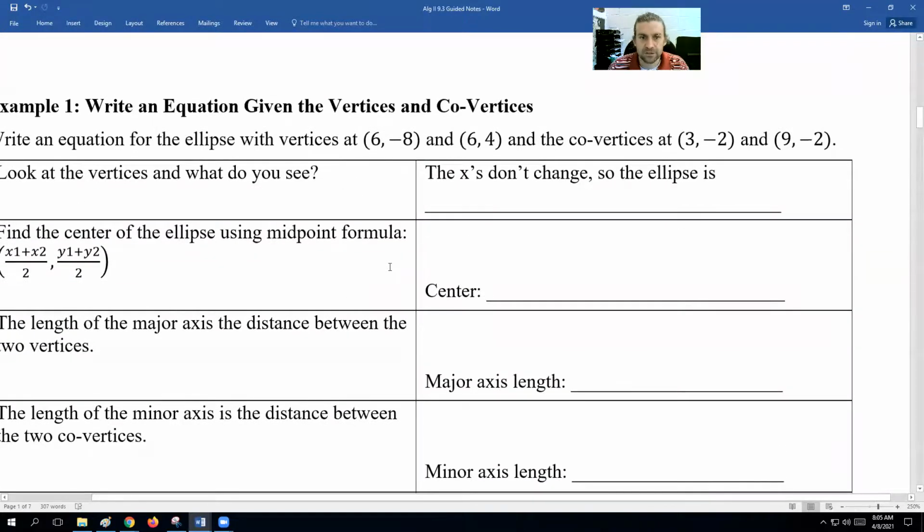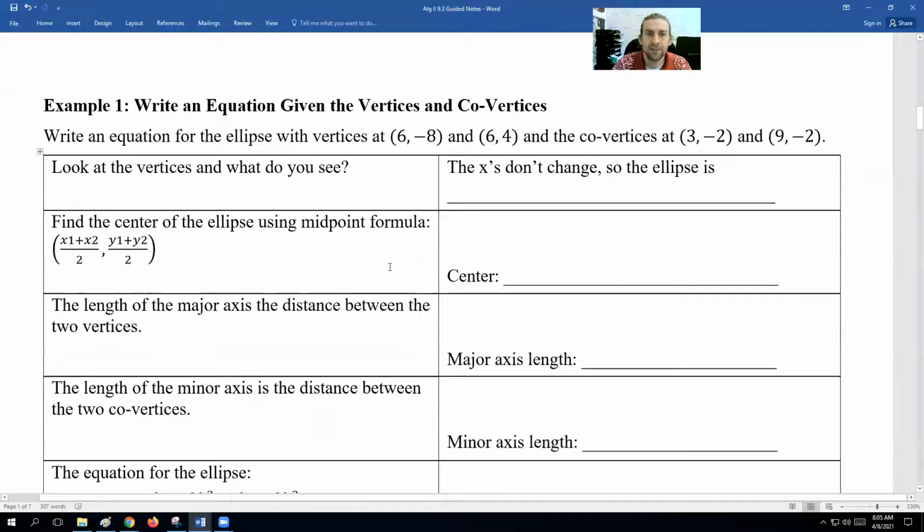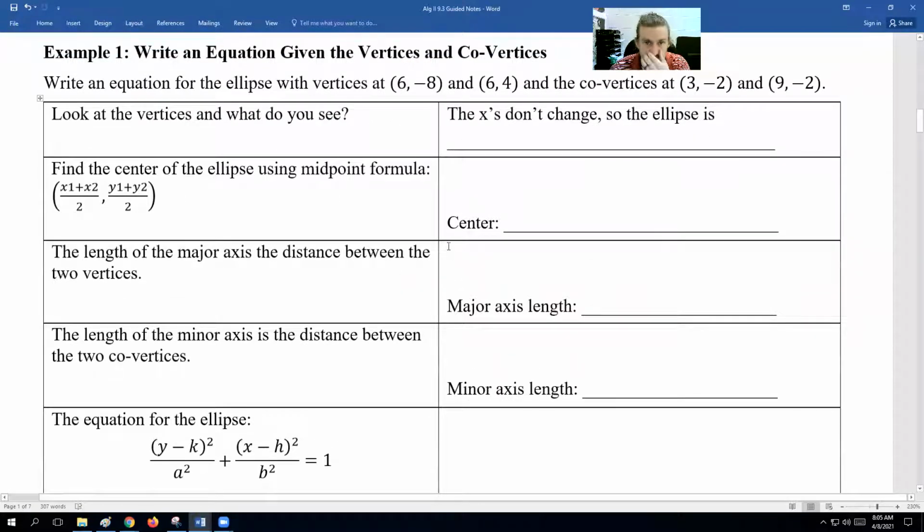The first thing that we're going to do today is making sure we can write the equation given the vertices and the co-vertices. So we have the vertices at (6, -8) and (6, 4), and the co-vertices at (3, -2) and (9, -2). Look at the vertices. Do you guys see anything? On the first one, the x's don't change, and then the y's change.